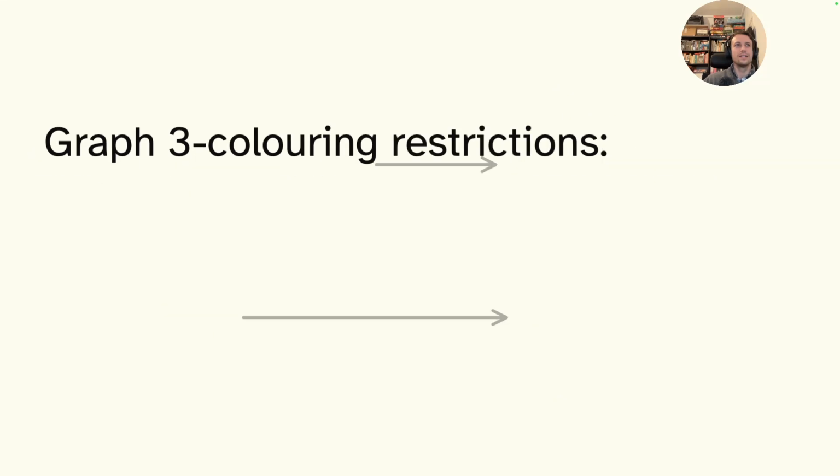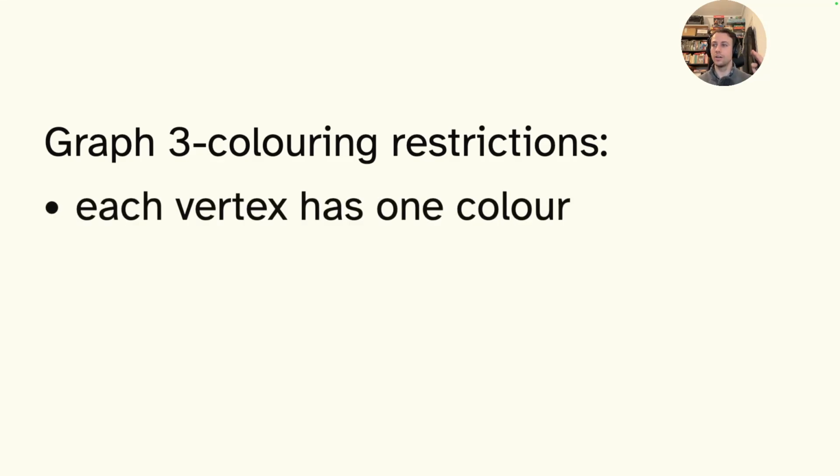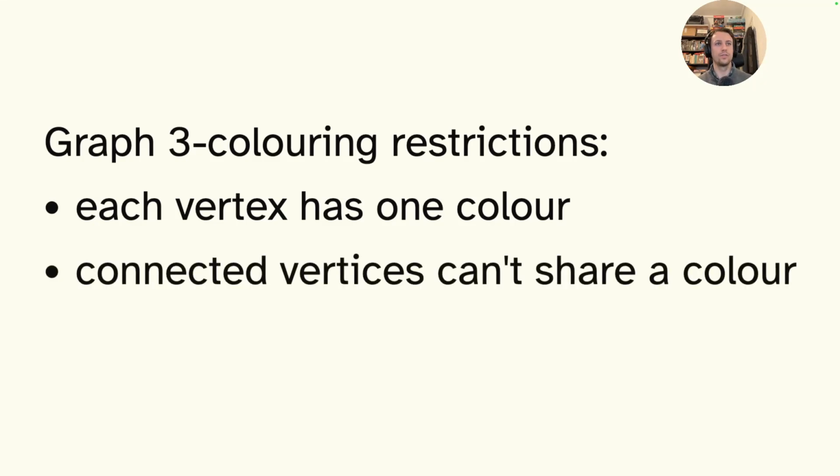So now let's look back on the graph 3 coloring problem and think about the restrictions that the problem has. And there's 2 of them. Each vertex has one color from the 3 colors we picked, orange, green, and blue, and then connected vertices cannot share a color. These are the restrictions. Correct?